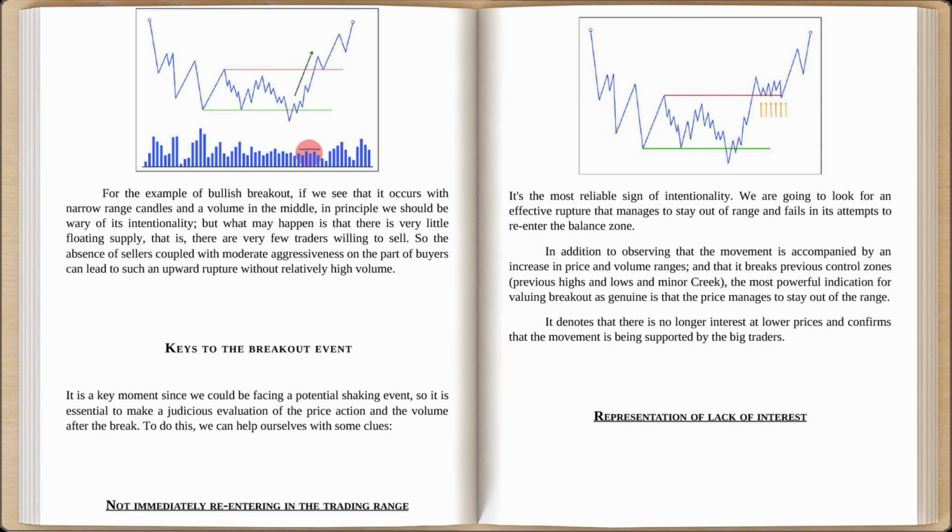We are going to look for an effective rupture that manages to stay out of range and fails in its attempts to re-enter the balance zone. In addition to observing that the movement is accompanied by an increase in price and volume ranges, and that it breaks previous control zones, previous highs and lows, and the minor creek.